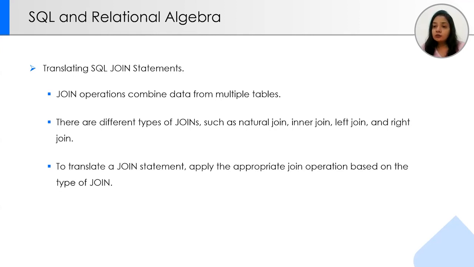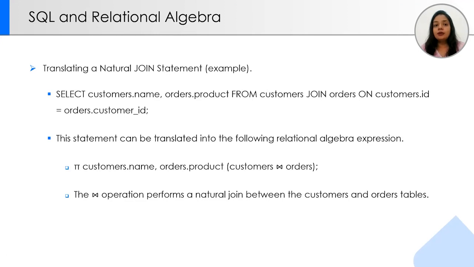There are different types of joins: natural join, inner join, left join, and right join. Natural join is used when you are joining two or more tables, inner join when you are joining the inner data of the tables, left join when you are joining the left side data, and right join when you are joining the right-hand side data. To translate a join statement, you apply the appropriate join operation based on the type of join that you require.